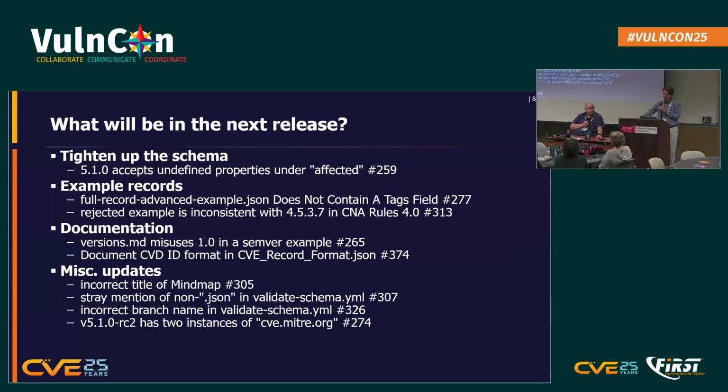Okay, so moving on to what we will be including in the next release. Again, we've got some more tightening of the schema, specifically around the affected array. We put in to disallow additional properties there, as sometimes we do get mistyped property names in the affected array. So we're cleaning that up. There's some additional details for some of the example records in the repo and some documentation updates. These are all things that we've got in our develop branch that are ready to go. Mostly just basic stuff. Did you have anything you want on this?